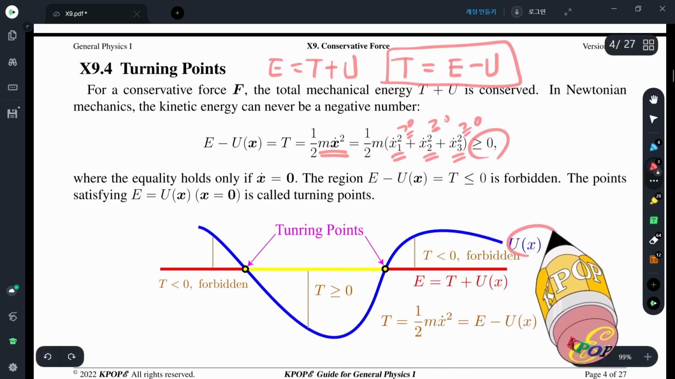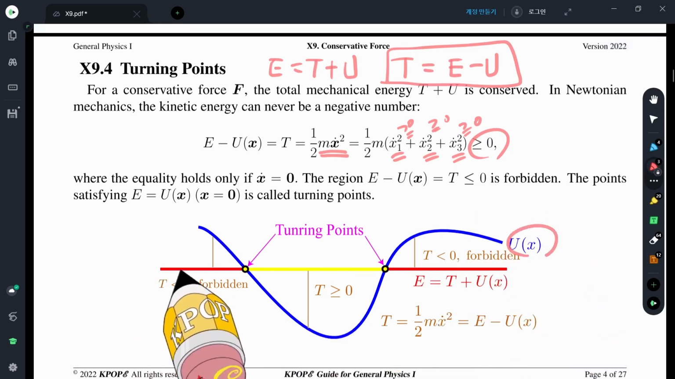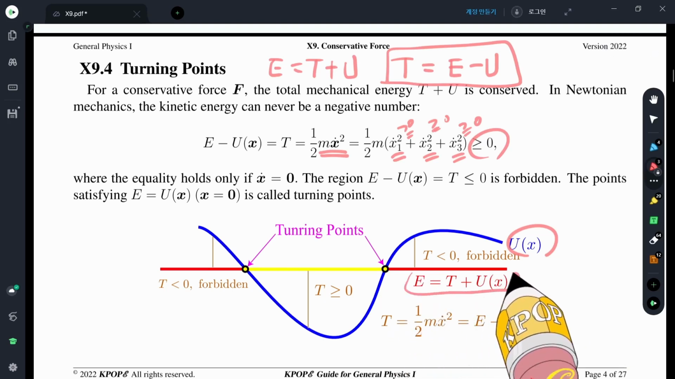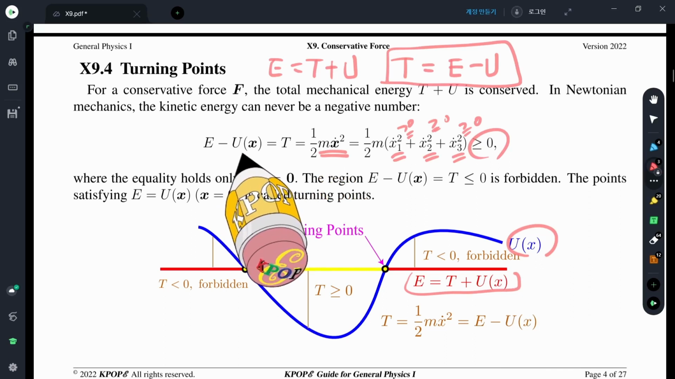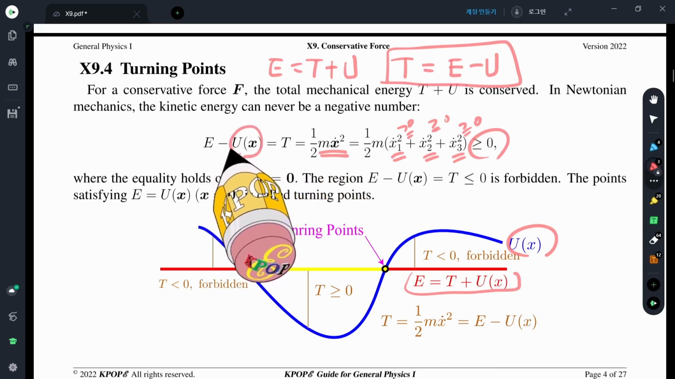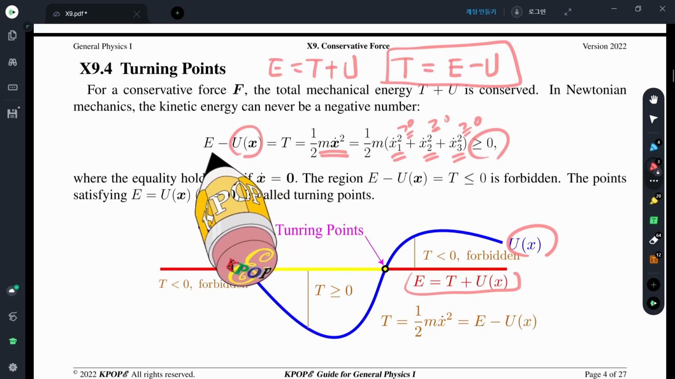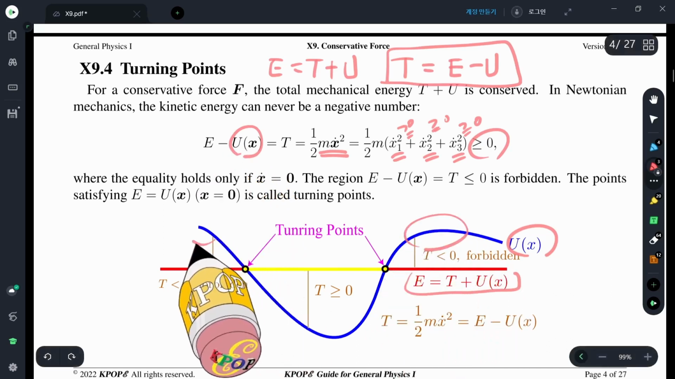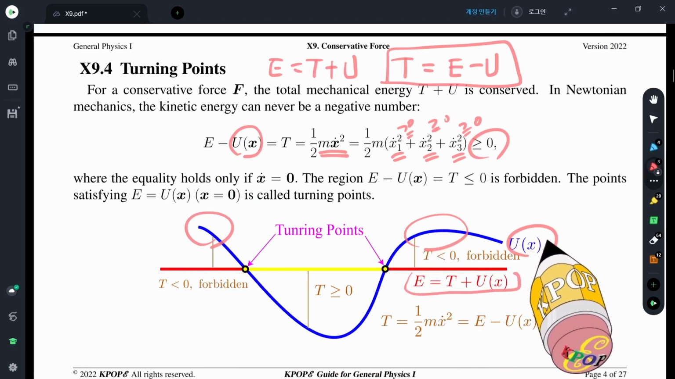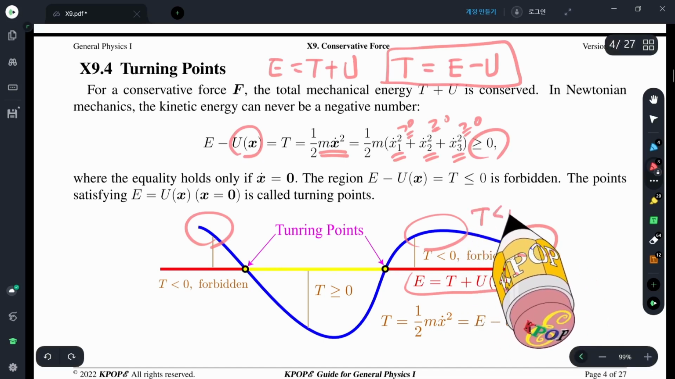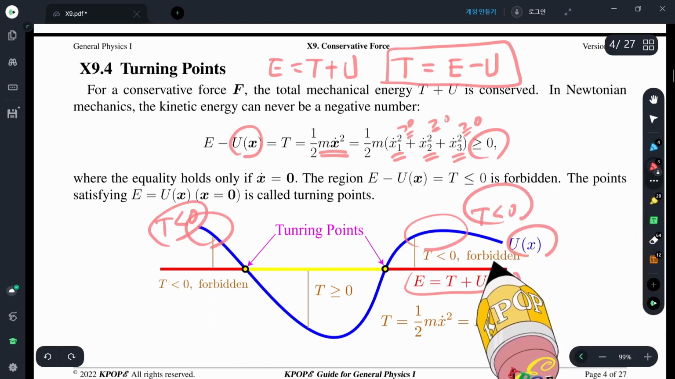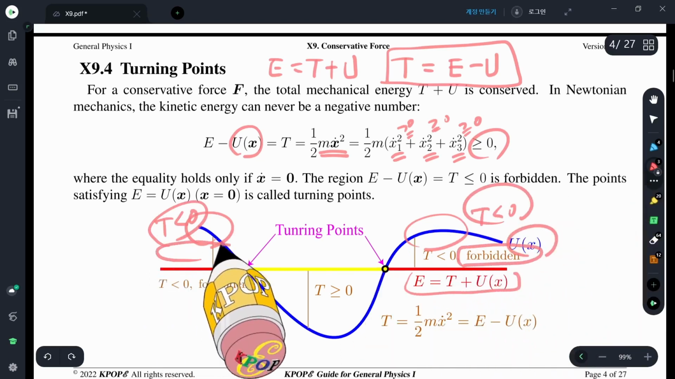This is the curve of potential energy. The red line stands for the total mechanical energy. Because of this, U, the potential energy, cannot be greater than the total mechanical energy. This is the point where the total mechanical energy is less than the potential energy. That means that T is negative. T is negative, impossible. So it is a forbidden area.